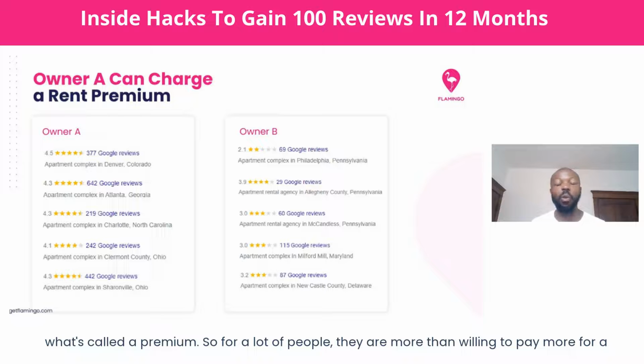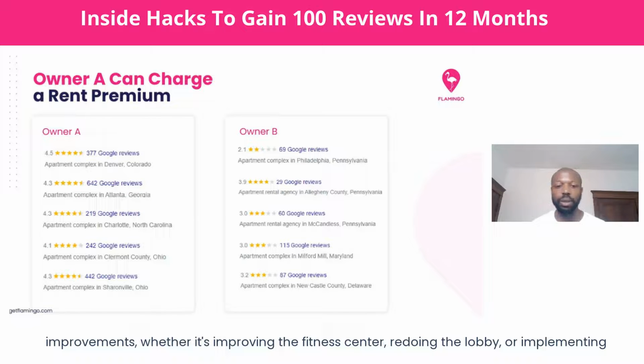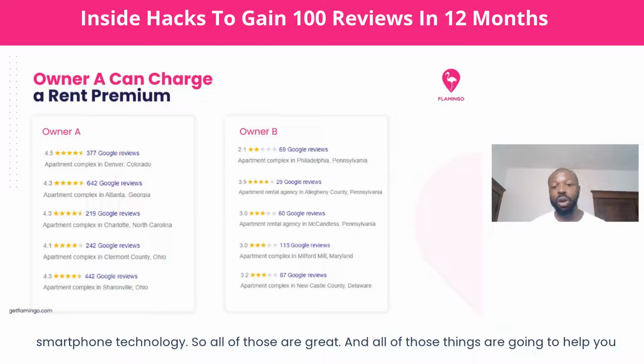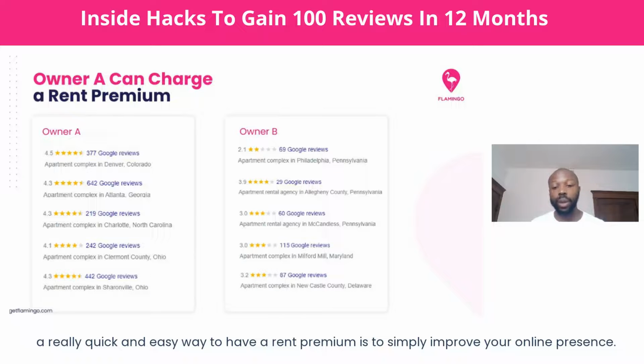So for a lot of people, they are more than willing to pay more for a product if it's great. So in property management, millions of dollars are spent on capital improvements, whether it's improving the fitness center, redoing the lobby, or implementing smart home technology. So all of those are great. And all of those things are going to help you improve your NOI and allow you to really charge a rent premium. But those are very expensive to do.